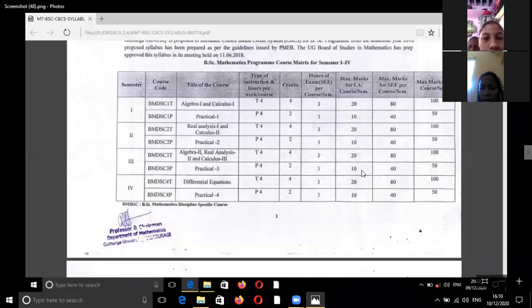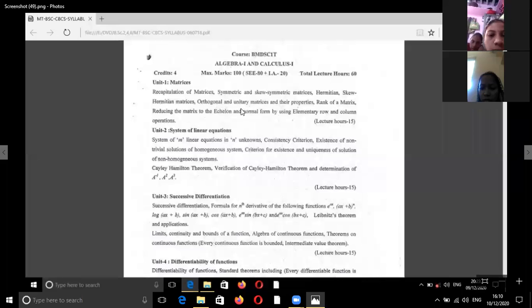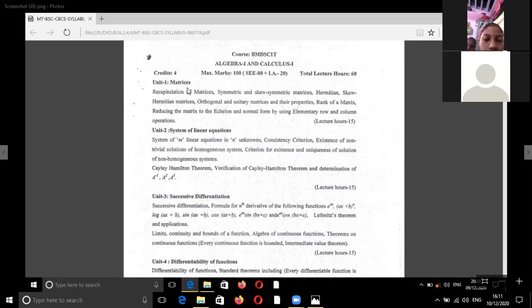Now here the paper is Algebra 1 and Calculus 1. This is the theory paper, and here you have four chapters. First one is unit 1, matrices; unit 2, system of linear equations; unit 3, successive differentiation; and unit 4, differentiability of functions. Here I am starting with the successive differentiation. I think you got the idea here.